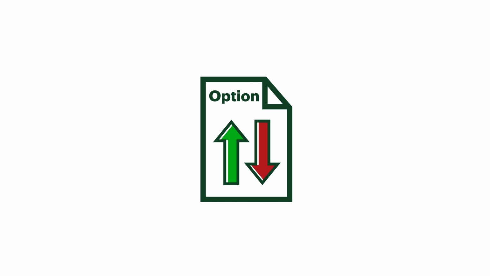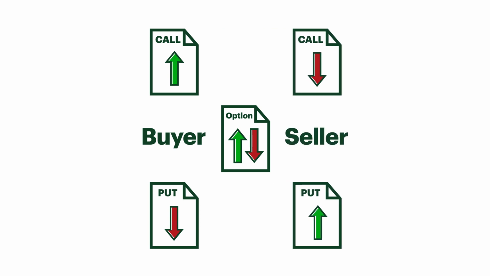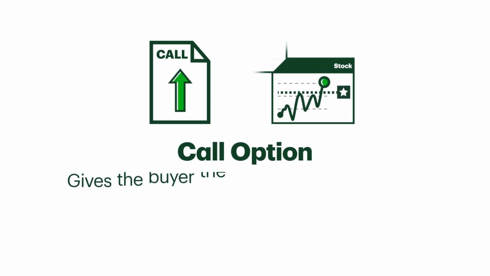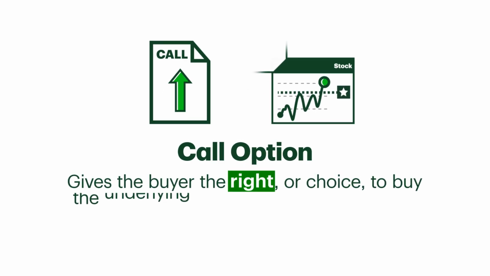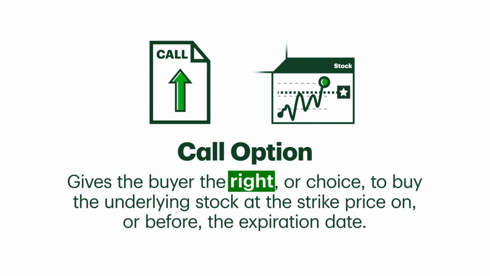There are two types of option contracts: calls and puts, and each option trade has a buyer and a seller. Here, we'll learn about calls from the perspective of a buyer. Remember, a call option is a contract that gives a buyer the right or choice to buy the underlying stock at the strike price on or before the expiration date. Buyers are also referred to as going long the option.